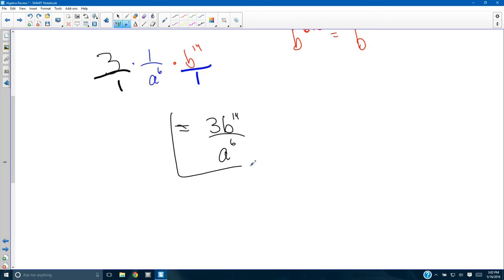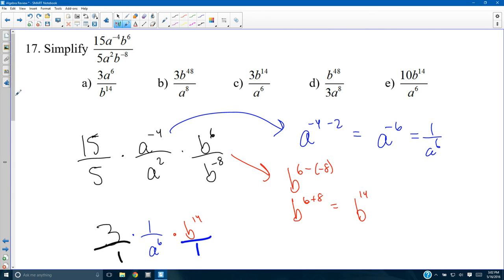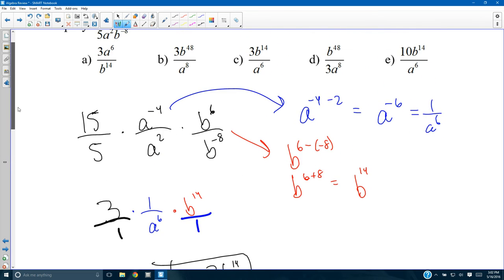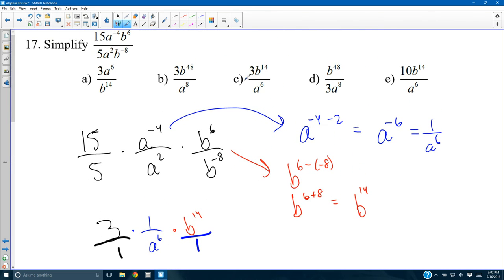Again, that's only one way I could have done that problem. A lot of other ways. Once again, you can plug in any numbers you'd like. Make sure that they work out. But that one should be fine. That looks like it is C.